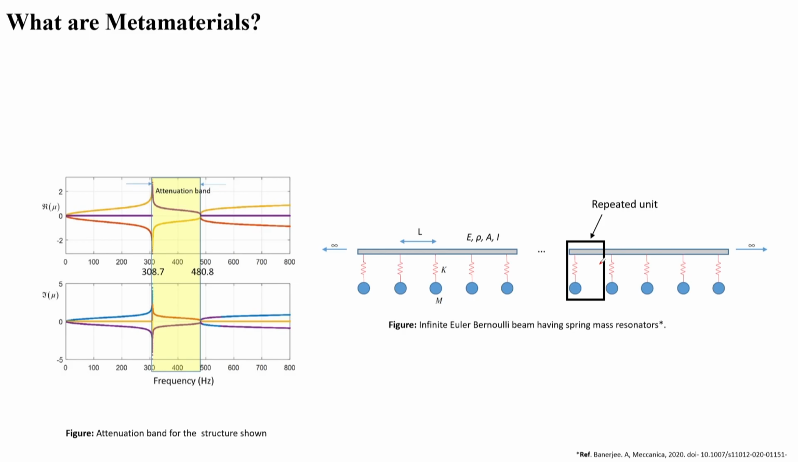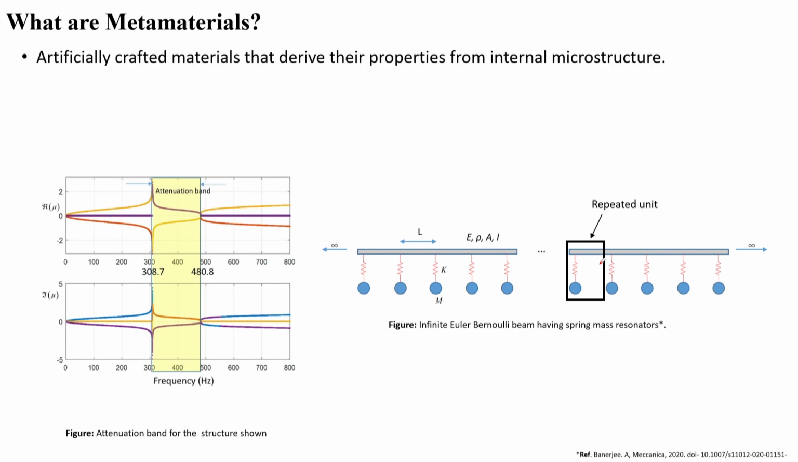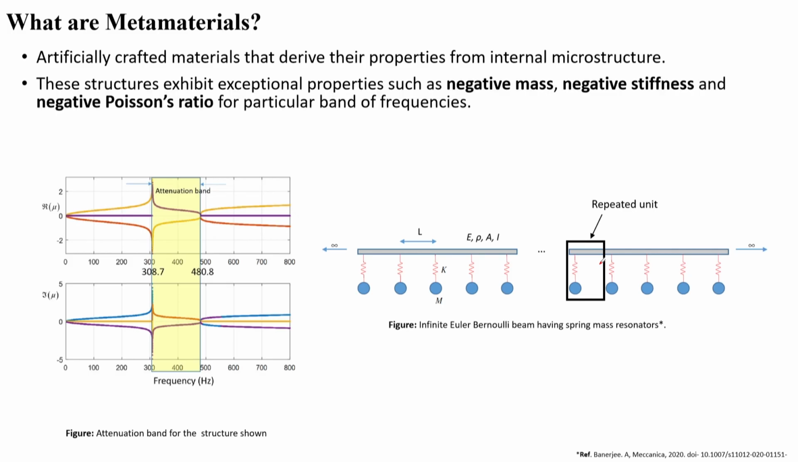Now, what is the advantage of it? What are these metamaterials? How do we define them? So, these are artificially crafted materials that derive their properties from their internal microstructure, and the internal microstructure will have such repeated units, repeated n number of times.